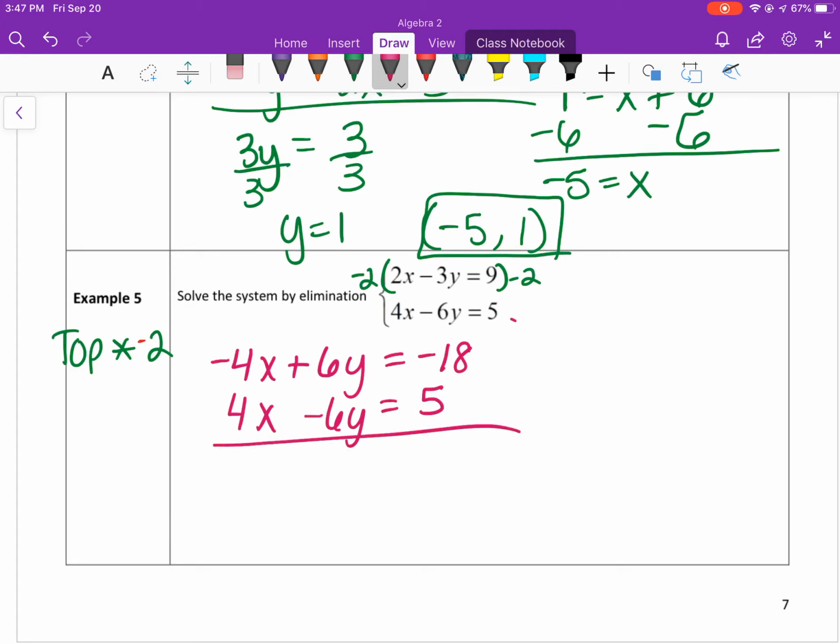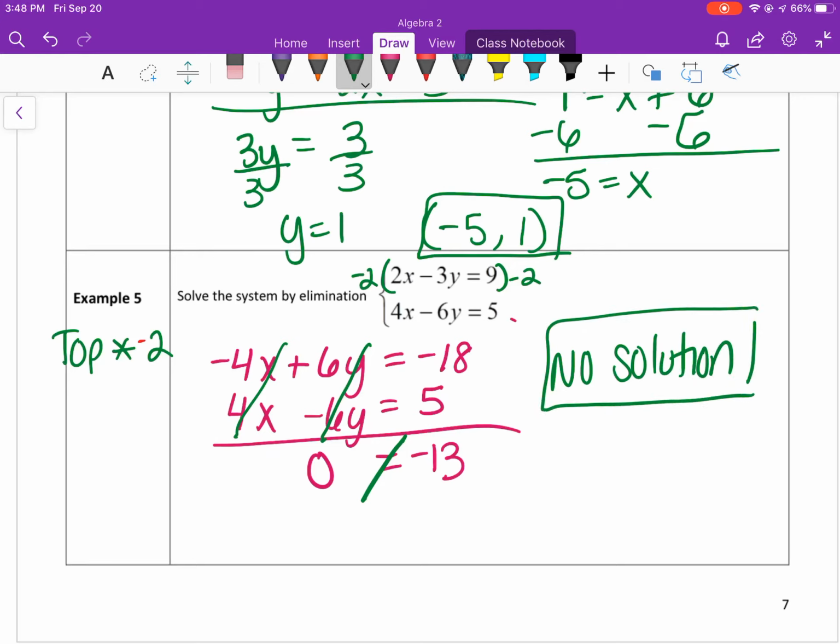Then I'm going to add these together. Notice that negative 4x plus 4x is 0, and 6y plus negative 6y is 0. So on the left side I get 0, equals negative 18 plus 5, which is negative 13. Well, 0 does not equal negative 13. Both the variables were eliminated, and I get an untrue statement. So this is an example of no solution. That means that really these were parallel lines, lines that do not intersect. The answer I'm looking for is no solution.